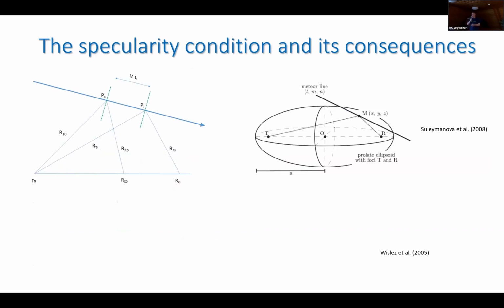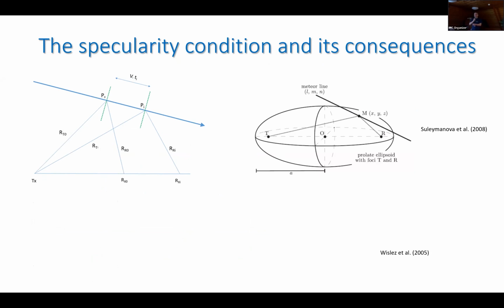So what is important is the fact that most of the meteor echoes that we record follow the specularity condition. This is exemplified here. You have a transmitter here, two receiving stations, and one meteoroid path. What does that mean? It means that the reflection that we see, the meteor echo that we detect, the power mostly comes from one point. This is the specular reflection point here. So for two different stations, we'll have two different reflection points.